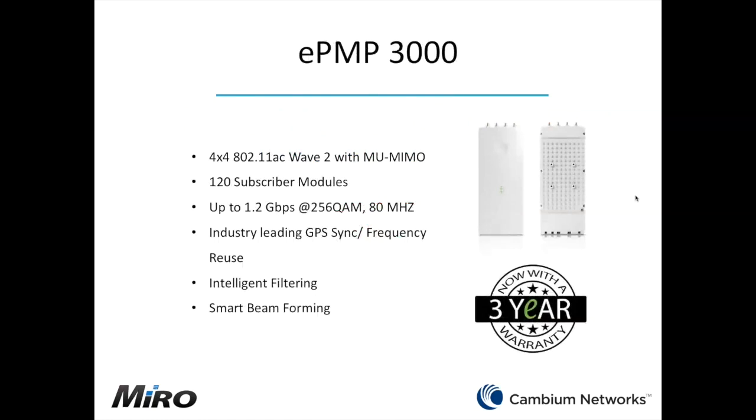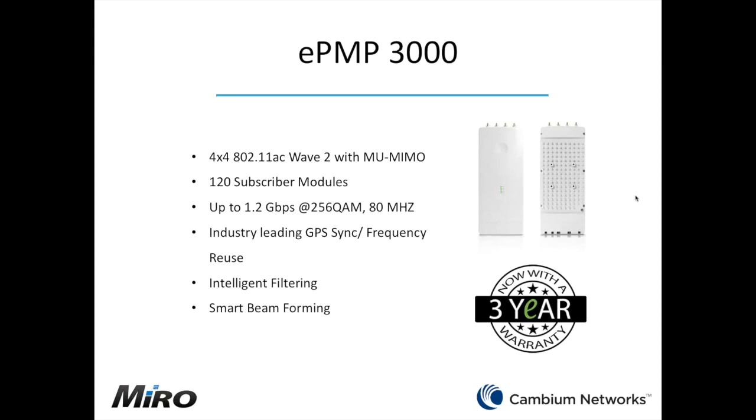Taking a quick look at the hardware of this unit, the ePMP 3000, which is your dedicated access point or point-to-multipoint base station. The defining feature of this that no other product has on the market right now in South Africa is the 4x4 802.11ac Wave 2 MU-MIMO, okay? And what that basically means is that you have two concurrent streams being pushed, communicating with two different SMs at once. I'll visually illustrate that in the next slide.